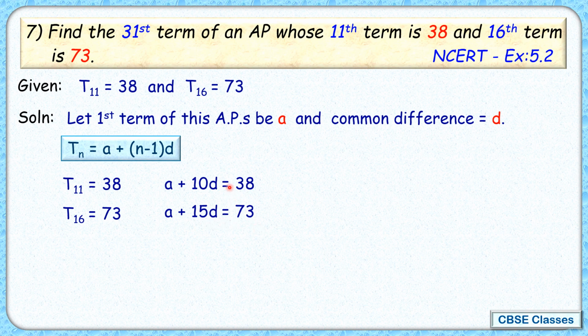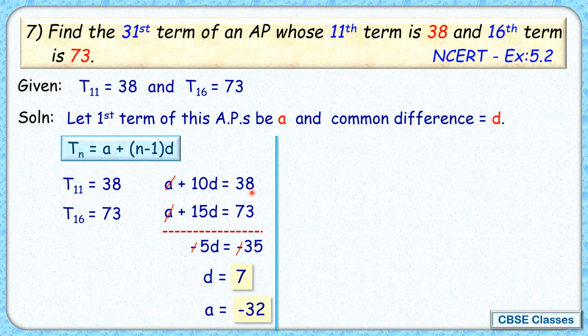So here we have got two equations, two variables. So we'll solve it by subtracting this equation. When we are subtracting it, A will get eliminated and we'll get negative 5D is negative 35. So here again the negative sign will get cancelled. We'll get D as 35 by 5, or D is 7. Putting D equals to 7 in our first equation and solving it, we'll get A as negative 32.